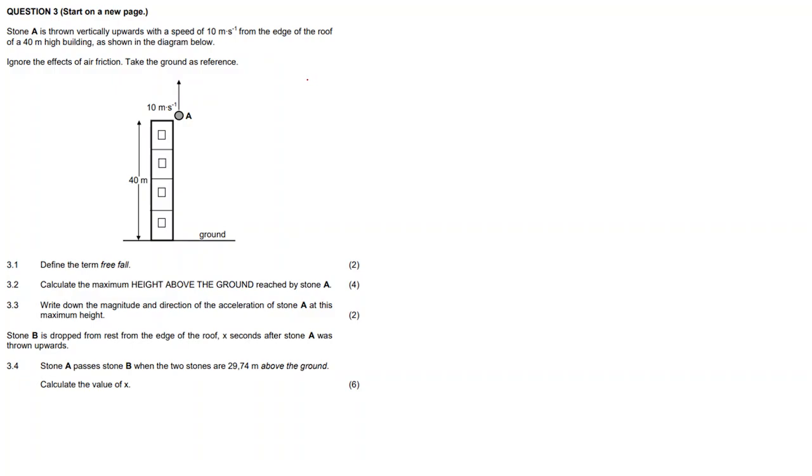Hi guys, today we're going to be looking at a question on vertical motion. Stone A is thrown vertically upwards at a speed of 10 meters per second from the edge of the roof of a 40-meter high building as shown in the diagram below. Ignore the effects of air friction. Take the ground as reference.